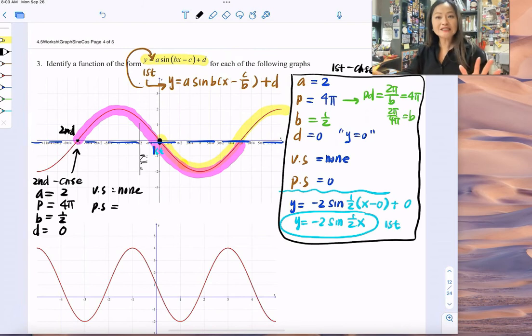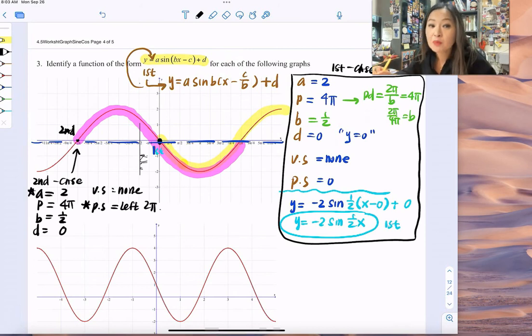Yes! This is different. Ding, ding, ding, ding. And I'm going to actually highlight, I'm going to put a star on there too, right? Well, wait, what did it do? It didn't start from 0, right? It went to the left. Left 2 pi. So left 2 pi. I'm going to write that with alphabets, okay? Left 2 pi.